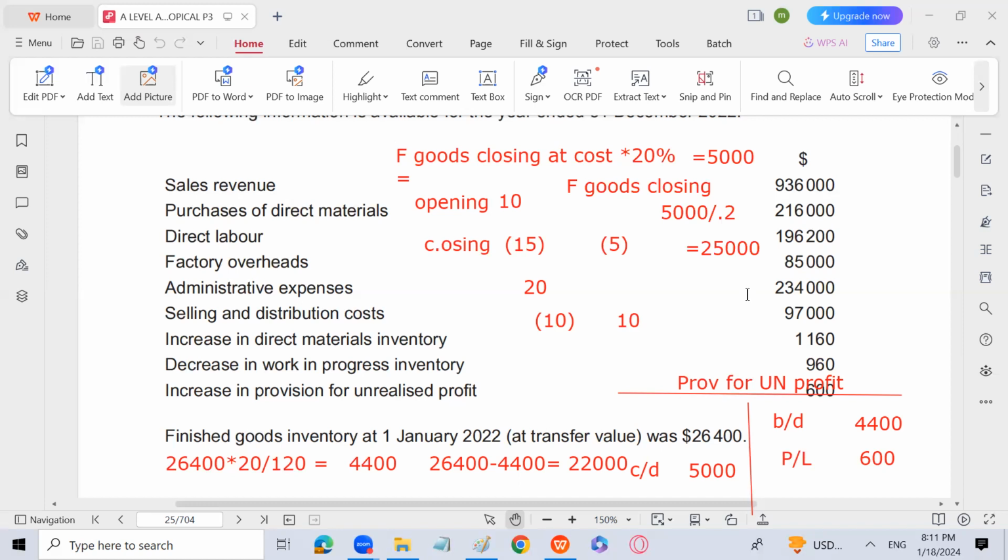So 25,000 will be the finished goods closing at cost, and 5,000 is the profit included in finished goods closing. And profit included in finished goods opening is already calculated: 4,400. Increase in provision is given: 600. 5,000 is going to be the answer. Okay, so this is going to be a very difficult question, which has created problems for the students.